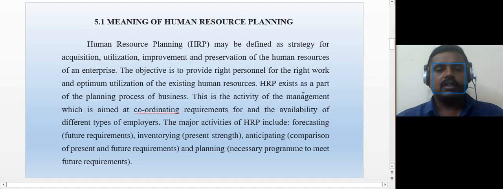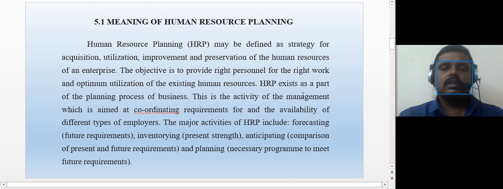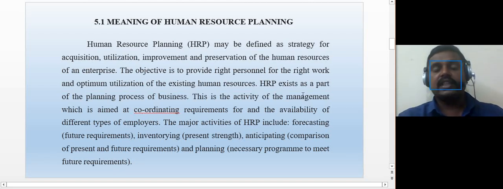Okay, let me introduce that. What is human resource planning? Planning, we know, is what is to be done, when, where, why, what, which. You must apply all the WH questions related to that planning activity. Generally, planning means deciding in advance, or forecasting the future.